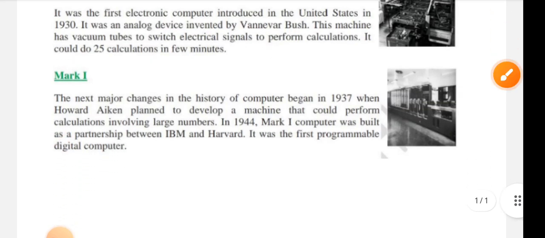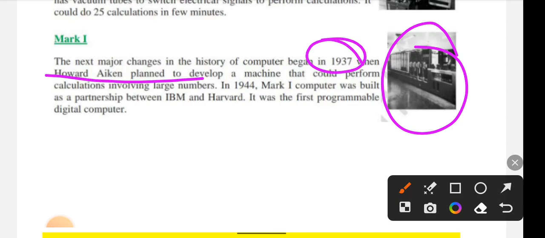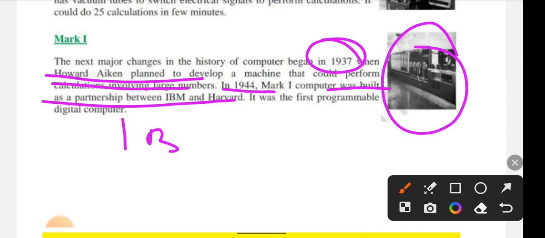This is the last one. Now we are going to discuss the Mark 1 computer. Mark 1 was begun in 1937 by Howard Aiken to develop a machine that could perform calculations involving large numbers. In 1944, the Mark 1 computer was built as a partnership between IBM, International Business Machines, and Harvard, and this was the first programmable digital computer.